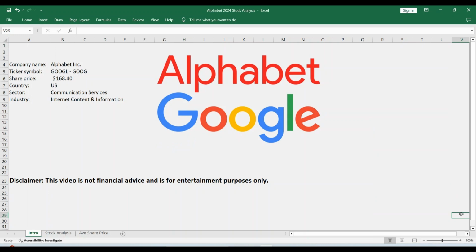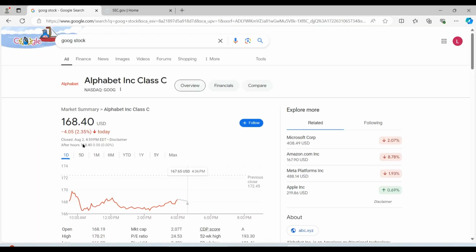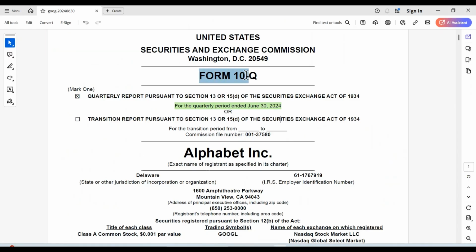In this video, we'll go over the second quarterly report of 2024 for Alphabet or Google to determine the stock intrinsic value and whether we should pay $168.40 for the stock or wait for it to go down. This is the Form 10-Q report, and this one covers the first half of 2024, or the period that ends on June 30th, 2024.